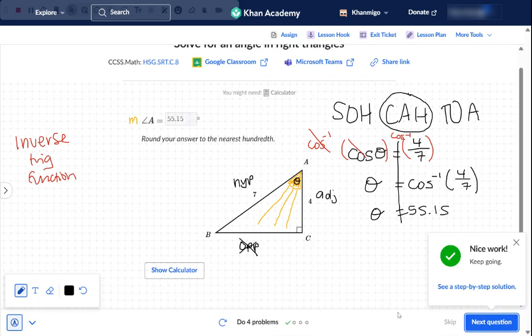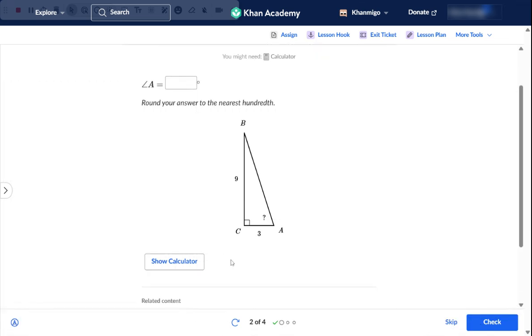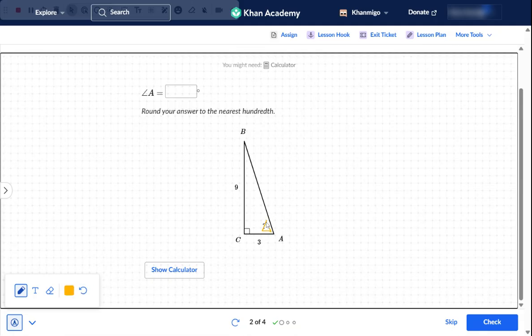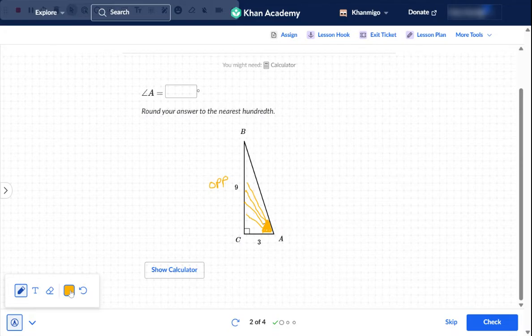Hooray! We did it. All right, and we're going to apply the same principle for all the other problems. We're going to get our highlighter ready, our flashlight. We see a question mark at angle A. They're asking us for the measure of angle A, what that degree is to the nearest hundredth. We're going to take that flashlight and shine the light to the opposite side. This is our opposite side.